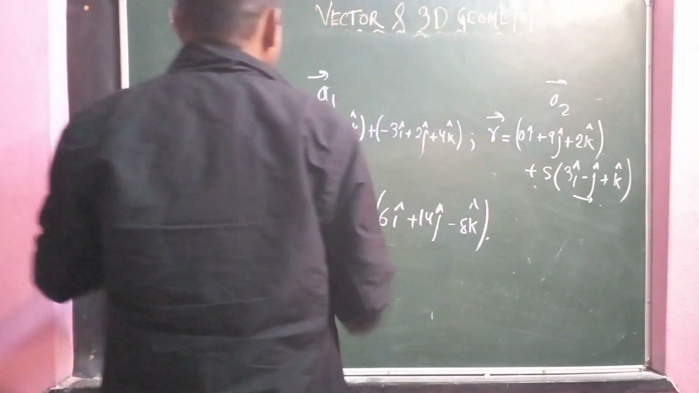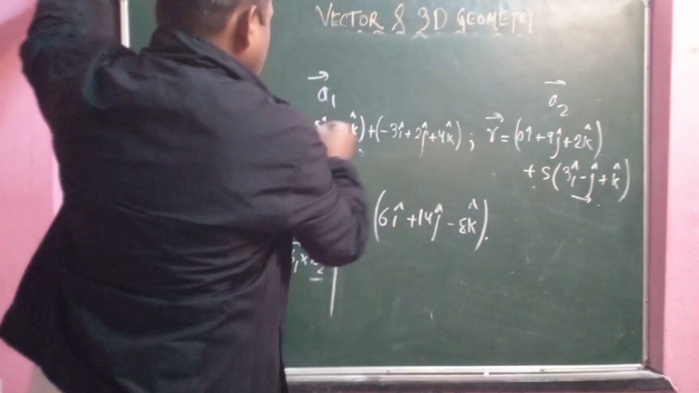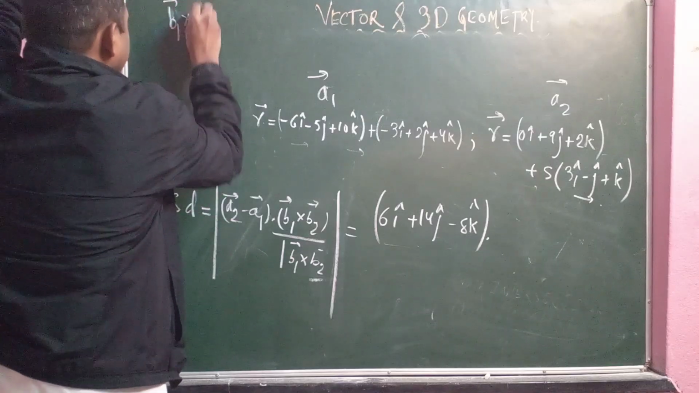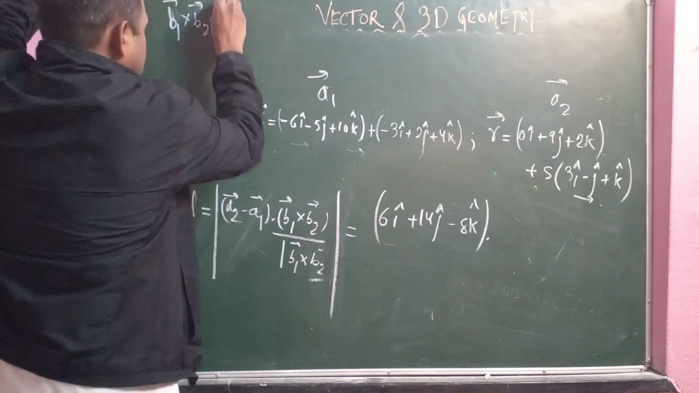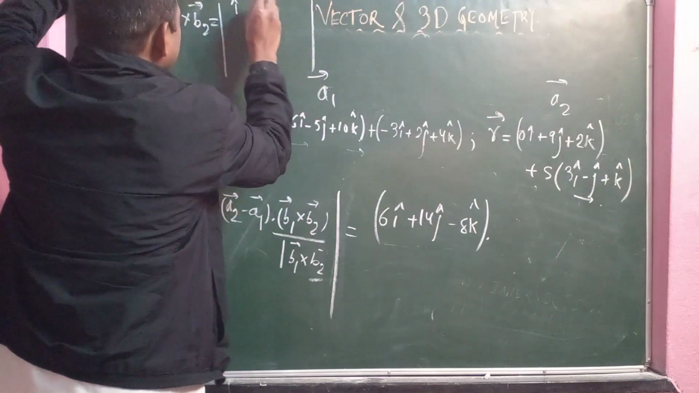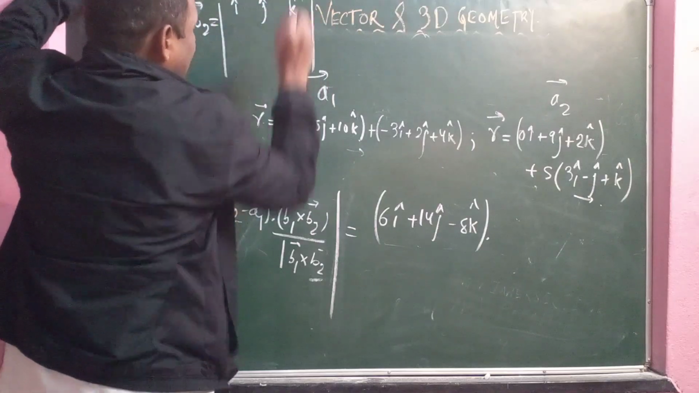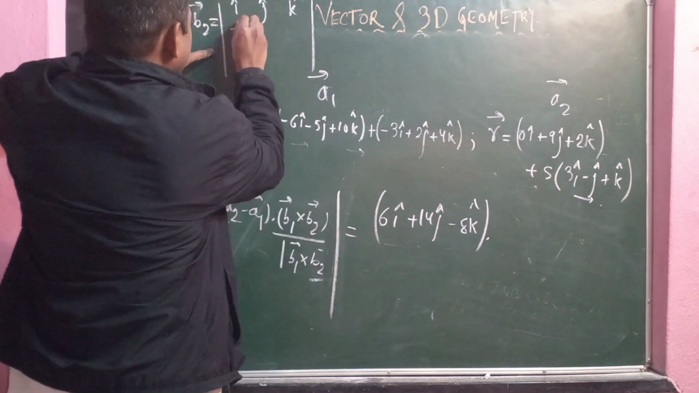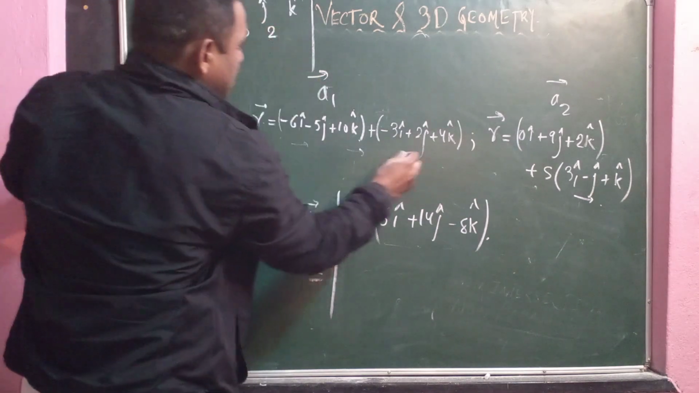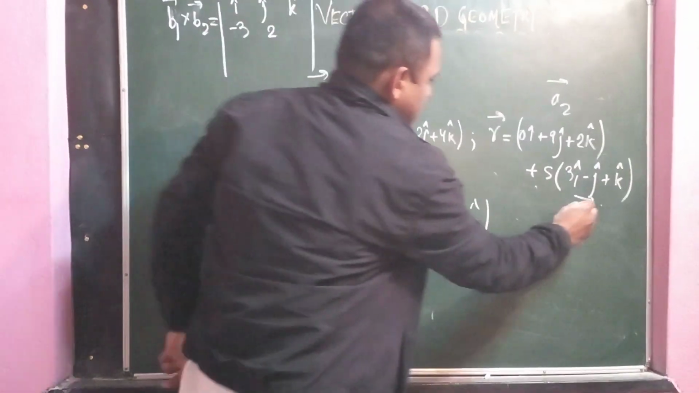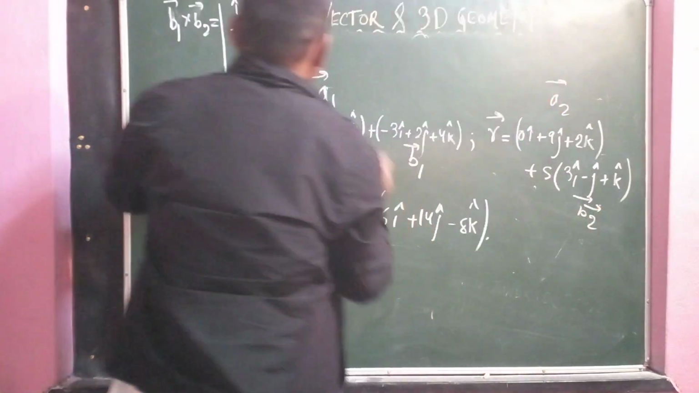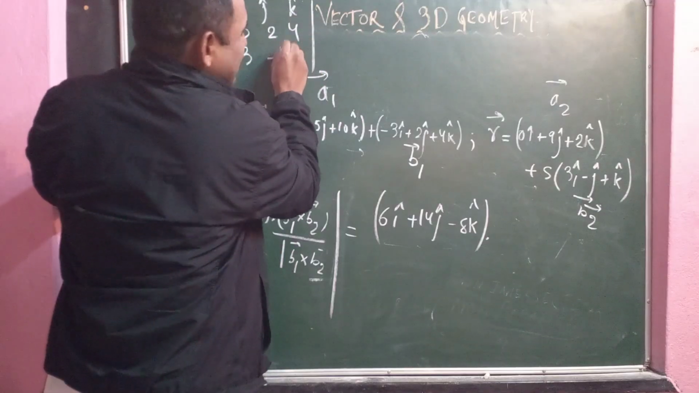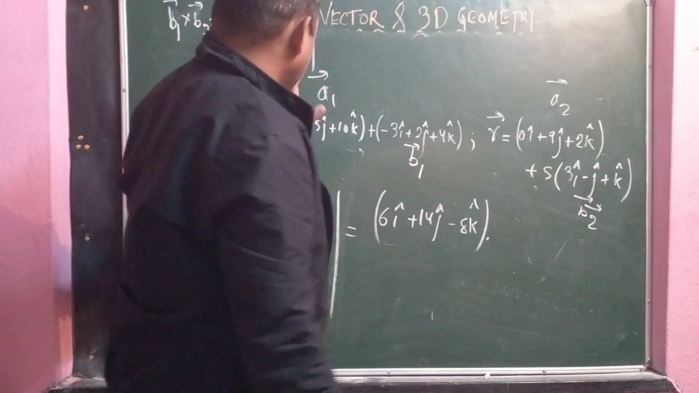Now we have to calculate the B1 cross B2. I'm calculating the B1 cross B2 here. So B1 cross B2, matrix method. i, j, k. Can you see it? Audible, visible? This is your B1 and this is your B2. 3, 4. Calculate. 3 minus 1, 1.